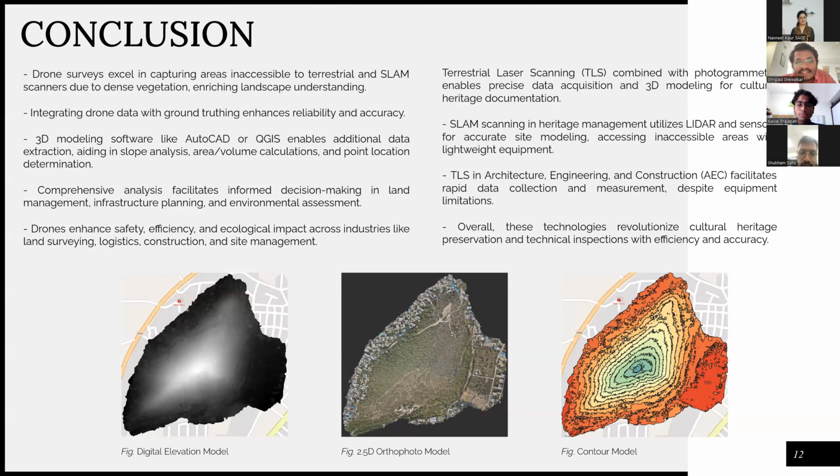Coming to terrestrial laser scanning, combined with photogrammetry, it enables precise data acquisition and 3D modeling. SLAM scanner can be used in heritage management, utilizing LiDAR and sensors for accurate site modeling, accessing inaccessible areas with lightweight equipment. Terrestrial laser scanning in architecture, engineering, and construction facilitates rapid data collection and measurement despite equipment limitations. Overall, this technology revolutionizes cultural heritage preservation and technical inspections with efficiency and accuracy.